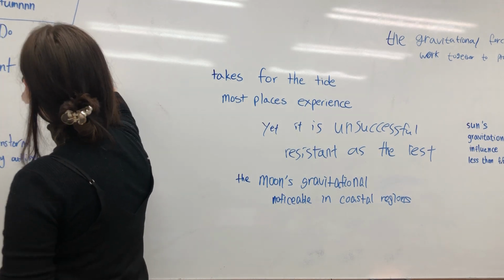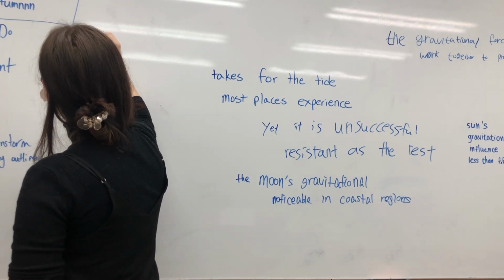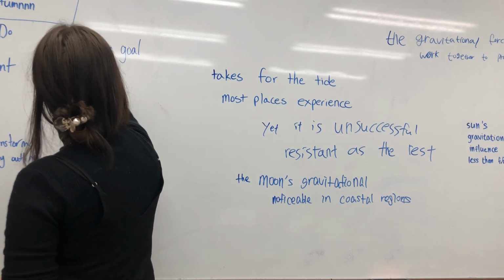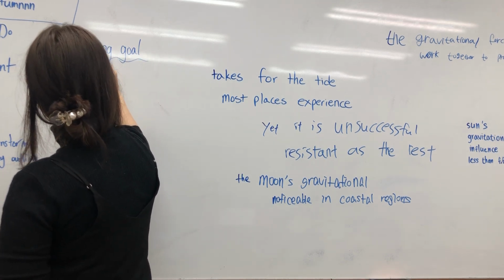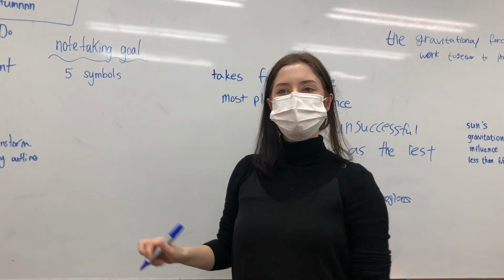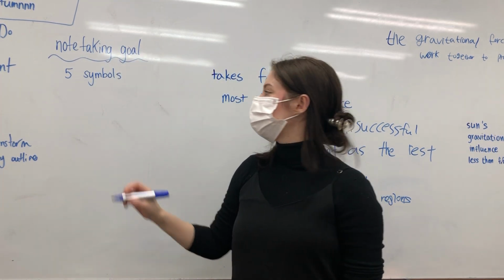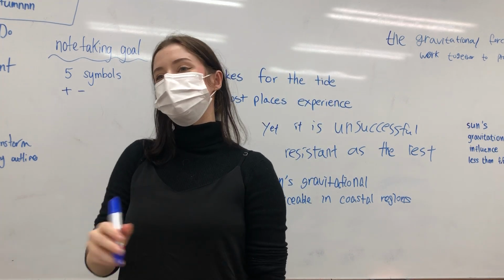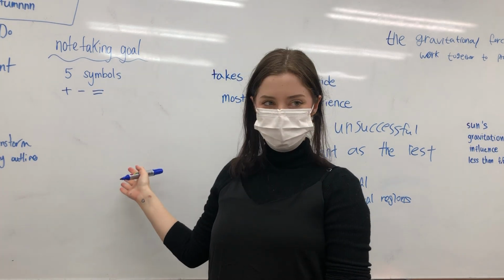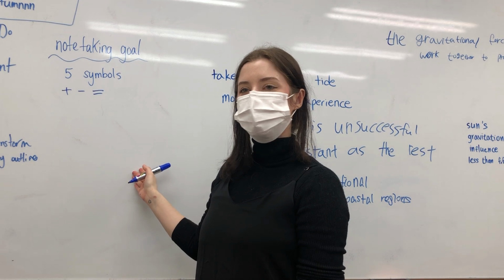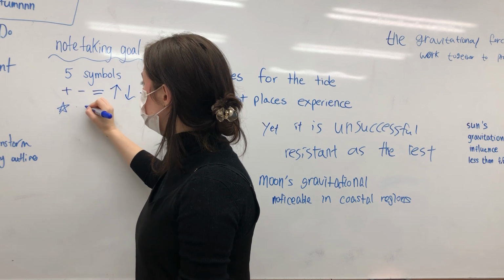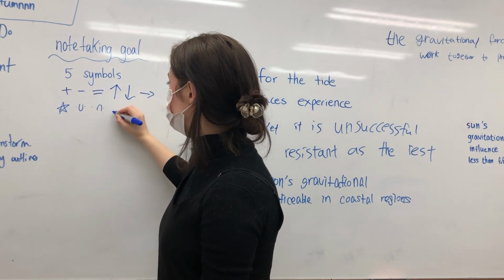All right, so I'm gonna have some note-taking goals for you today. We love a note-taking goal, right? I'm assuming everybody said yeah. So our note-taking goal for today is to use 5 symbols. Do you guys know some examples of symbols? Plus, minus. Emoji. Equal sign. You guys are giving all the math ones. Arrow. Up arrow, down arrow, side arrow, a star, a smiley face, a friendly face.